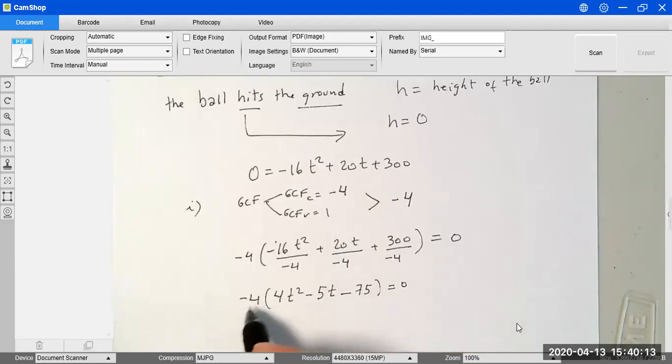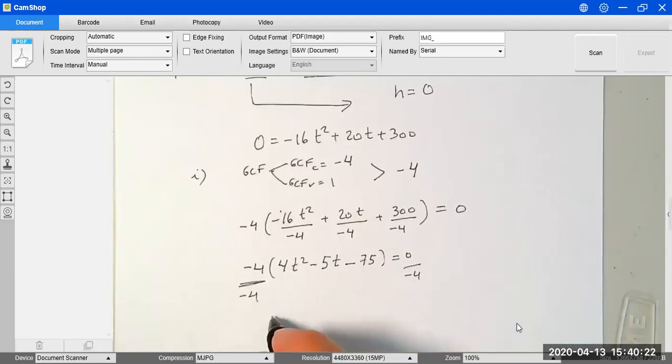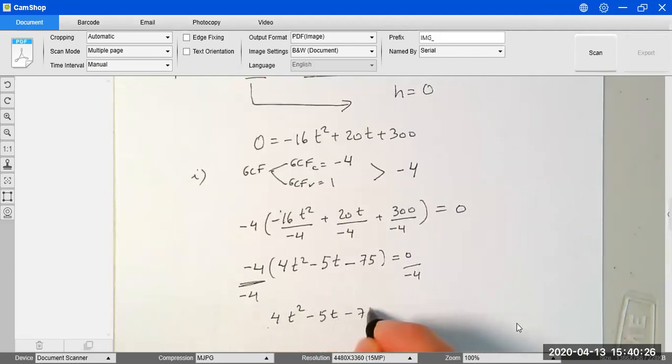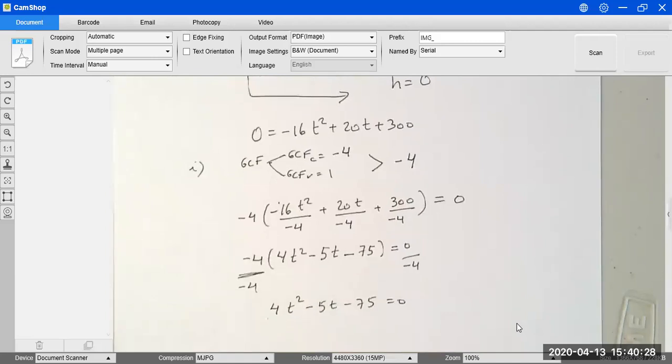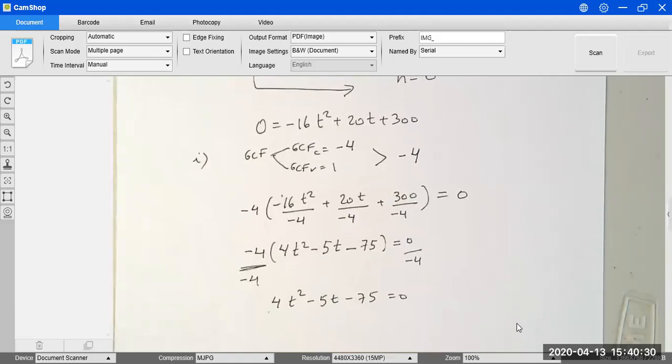I don't need to write this anymore, because if you divide everything by negative 4, both sides, you just get rid of that coefficient. So you end up with only this simple equation. So 4t squared minus 5t minus 75. So we're going to use the AC method.